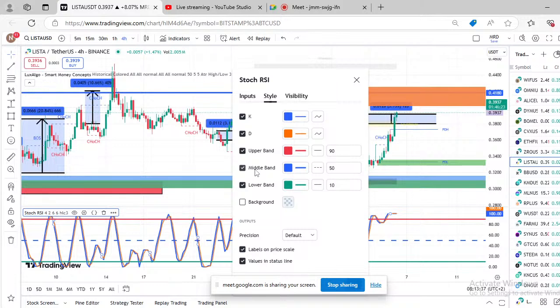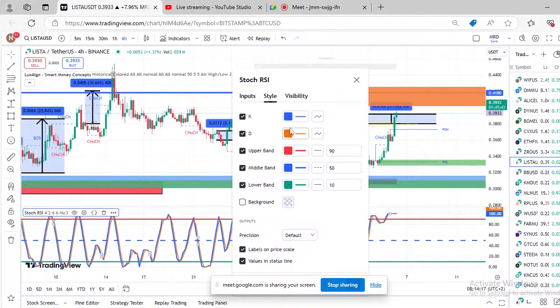So we have the middle band, which is the dotted line you are seeing in between the two lines. It is called the middle band, and it is at the 50 line. And we have the lower band. Lower band is 10, and it is the green one at the bottom. Now this line at the bottom is called the oversold region.